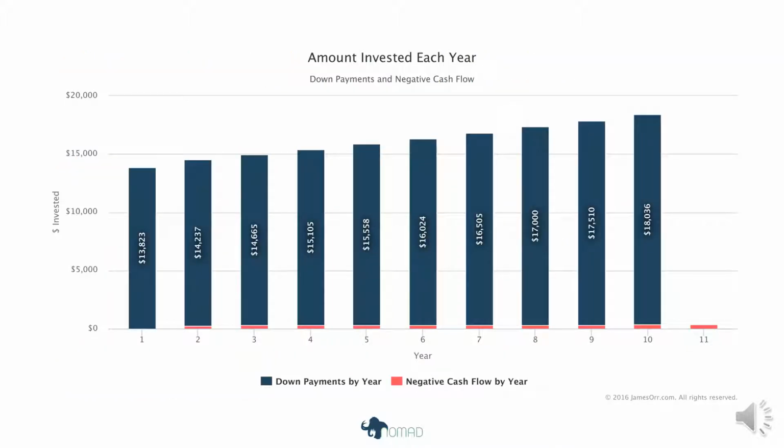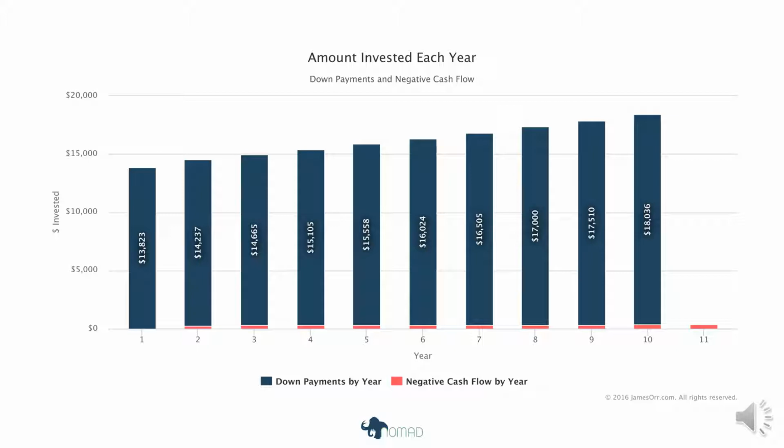So what's going on in this chart is it shows you each year, so each column is a year, and the blue section shows you the amount they would need for a down payment, and the little tiny red sliver, year 2 through 11, is the amount of negative cash flow they would have in that year. And this is summing up the negative cash flow for all the houses they own. Okay, so there's not much negative cash flow.